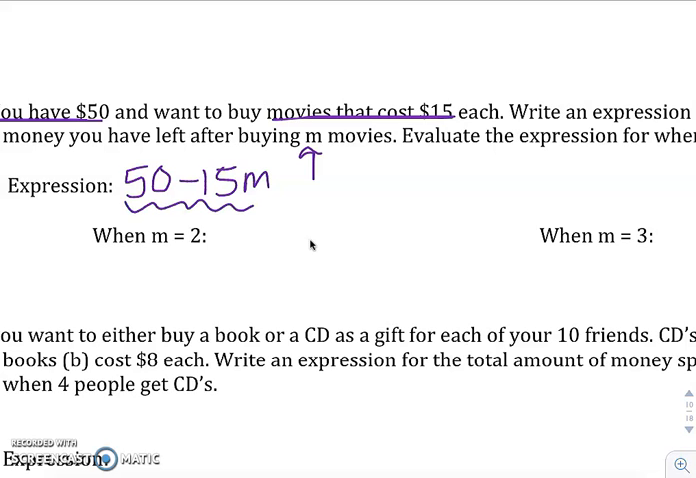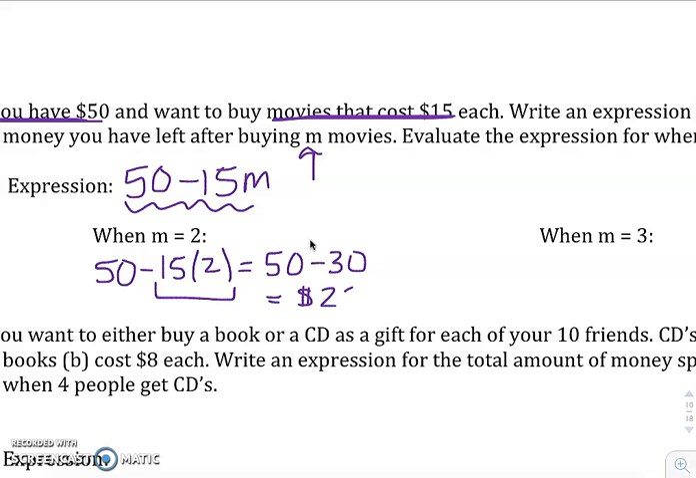So evaluate for when M equals 2 and when M equals 3. How much money would you have left if you bought 2 movies? So 50 minus 15 times 2. Do that multiplication: 15 times 2 is 30. So you would have $20 left if you bought 2 movies.